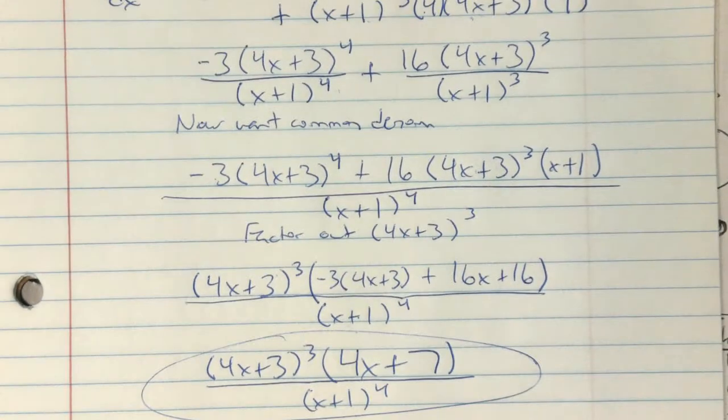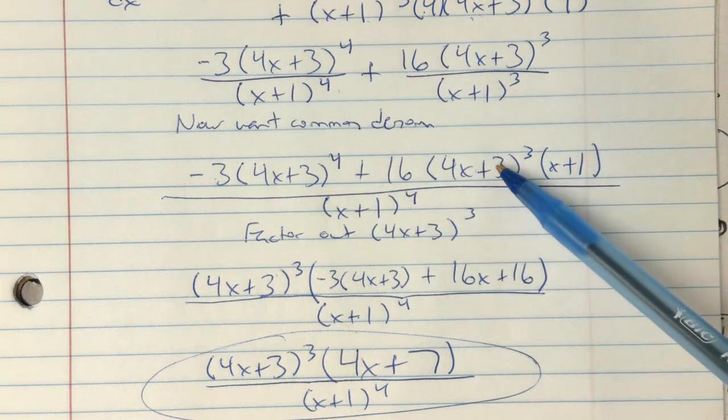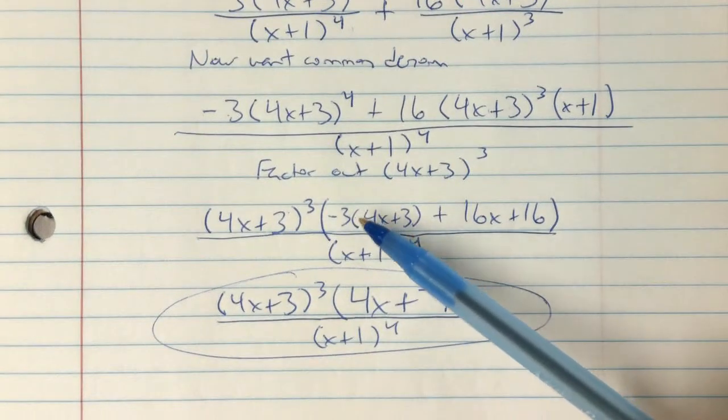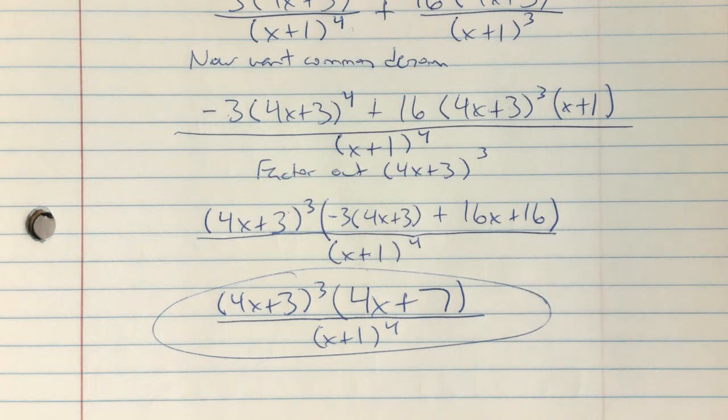So again, we needed a common denominator, then we needed to factor out our GCF, and then distribute and combine terms.